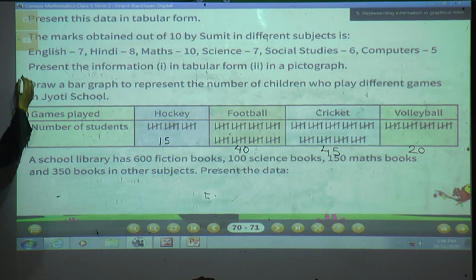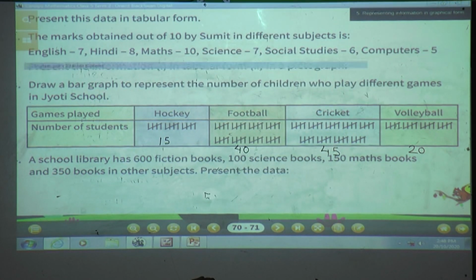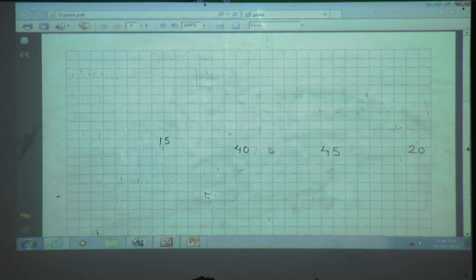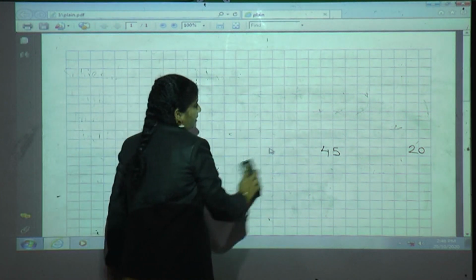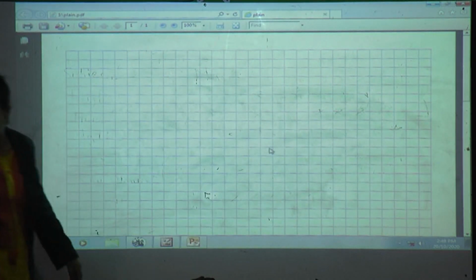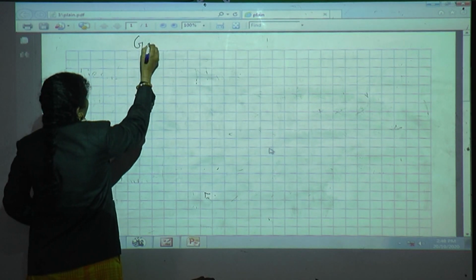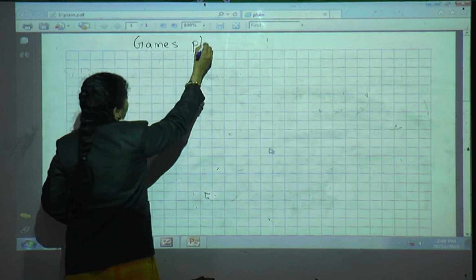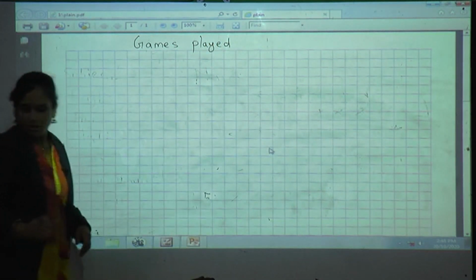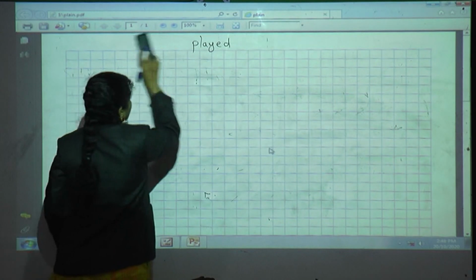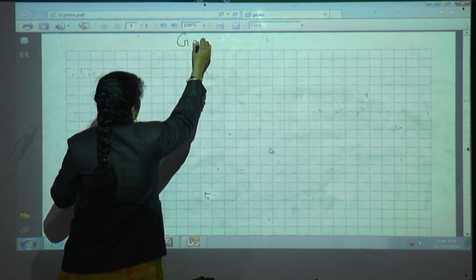So for that students, you need to draw a bar graph. So just take a graph paper. Here, first of all, give the title. So what title will you give, students? Yes, games played by students, or you can write number of students, or give the name games also.